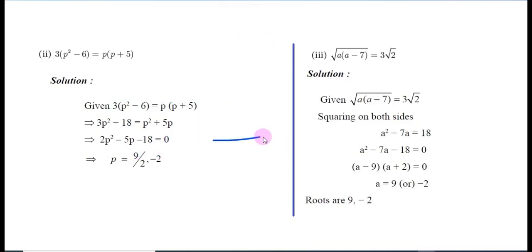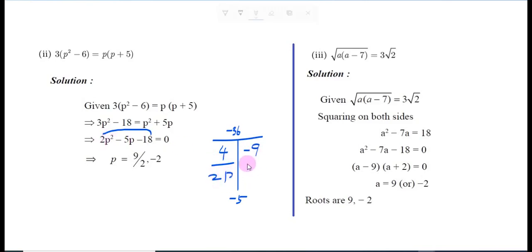Okay, now apply the table, the factorization. When we multiply, we need 2 into minus 18, this is minus 36. When we multiply, we need minus 36. When we add, we need minus 5. Okay, so 4 into 9. Am I right? Where may we apply minus? Yes, minus 9.